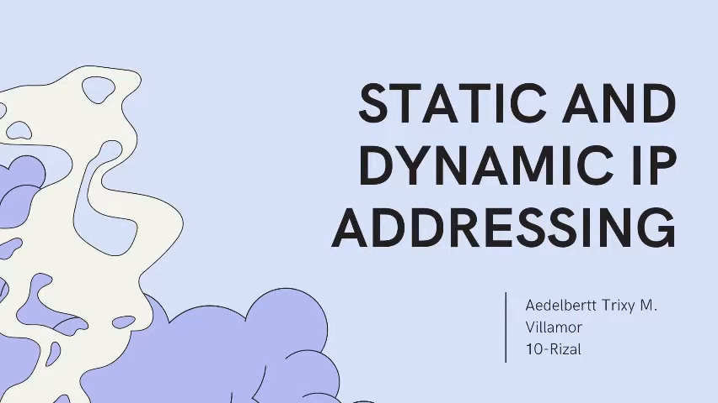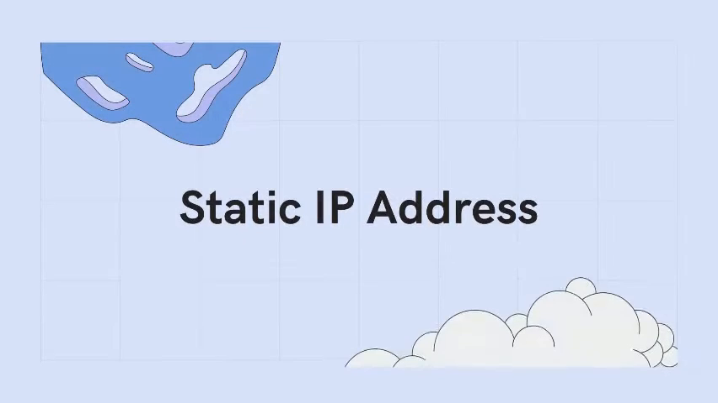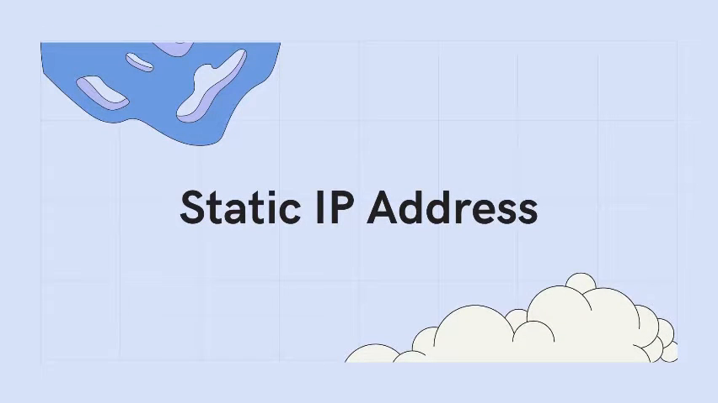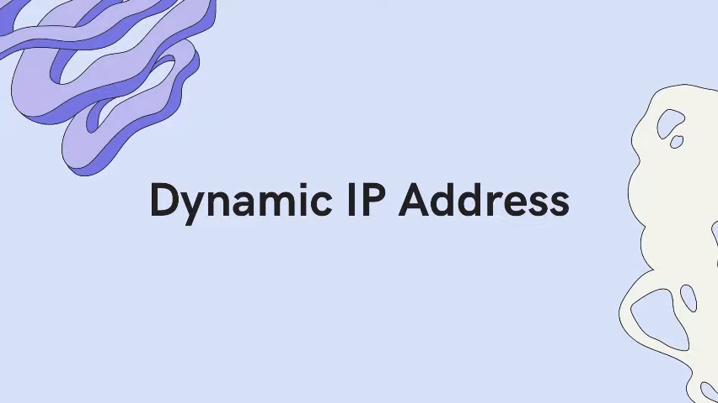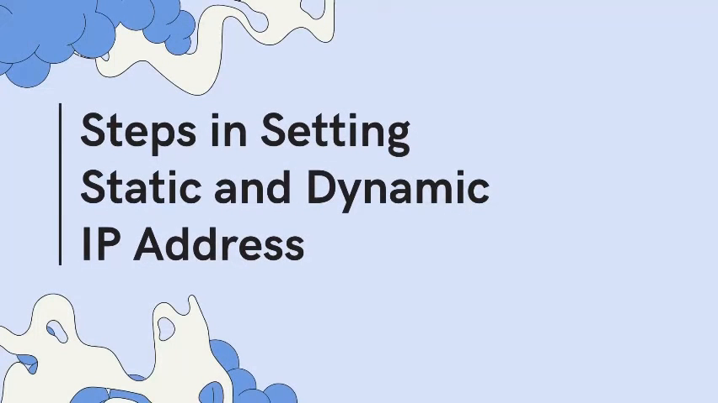Static and dynamic IP addressing. A static IP address is an address that doesn't change or is permanent. A dynamic IP address is an address that changes from time to time. In this video, I will show you how to set a static and dynamic IP address.